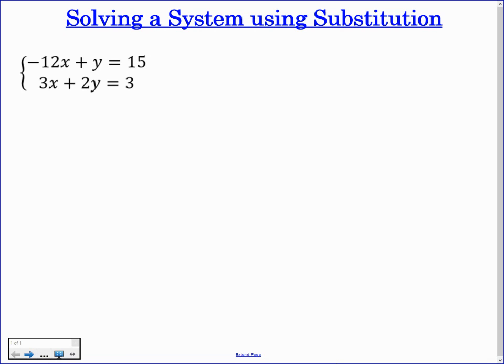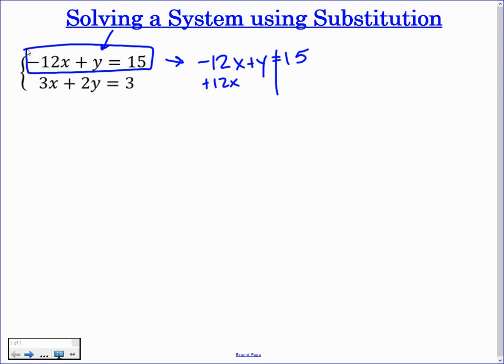The first thing we need to do is isolate one of the variables in one of the equations. So we have two equations here. I would look at the first one first, because when I look at y, I know that y looks really easy to isolate. So let me write this equation over here. We have minus 12x plus y equals 15. This would be very easy for us to isolate y. The only thing we would need to do is add 12x to both sides. And that will leave us with the equation y equals 12x plus 15.